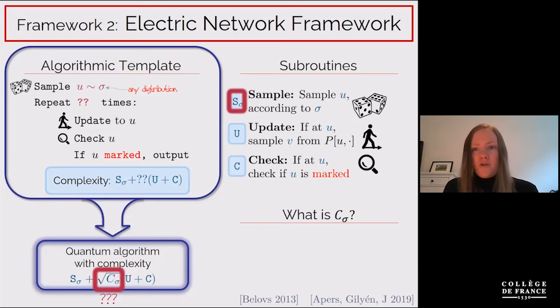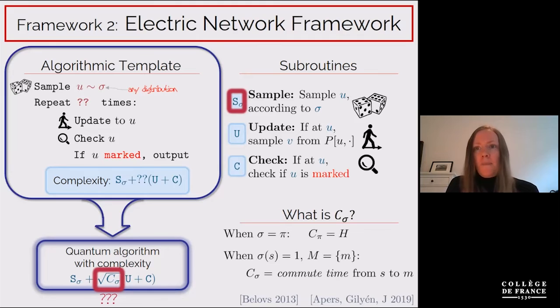So in some special cases, what is C sigma? First of all, when sigma is pi, C sigma is just H, the hitting time. And in that case, we just recover the hitting time framework. A second important example: when sigma is a distribution that's supported only on a single vertex S, and the marked set, usually denoted by capital M, contains only a single vertex, small m, then C sigma is the commute time from S to M, which is the expected number of steps a walker needs, starting from S, to reach M and then return to S again.